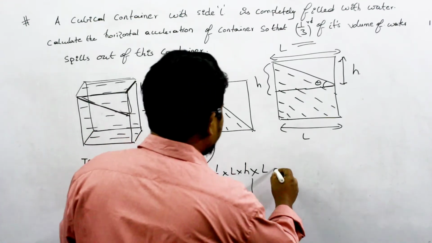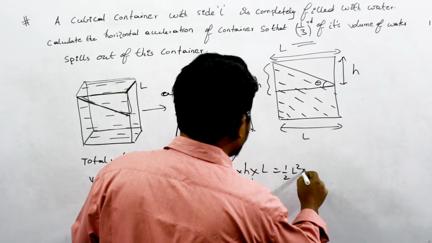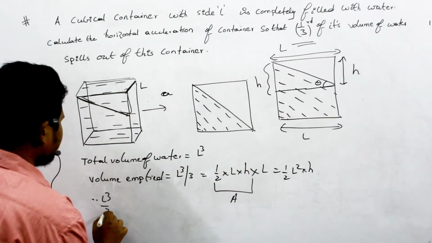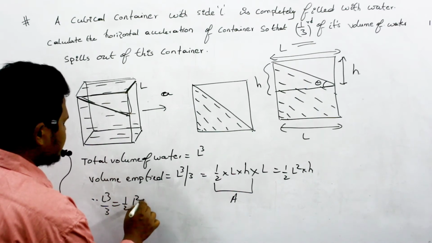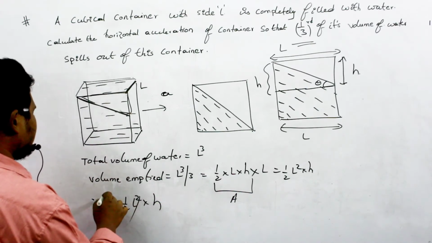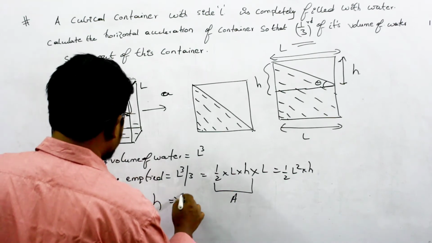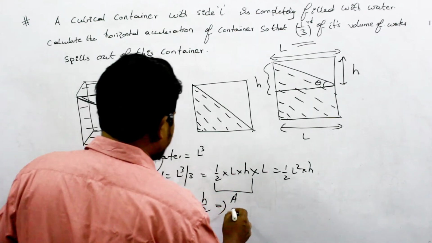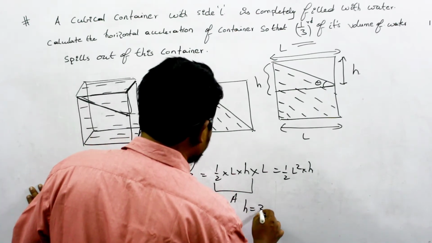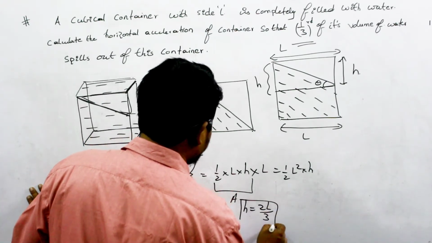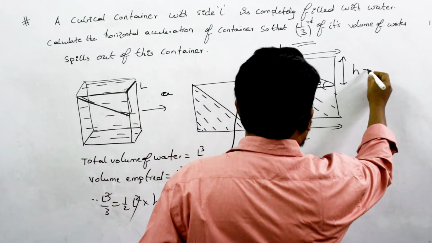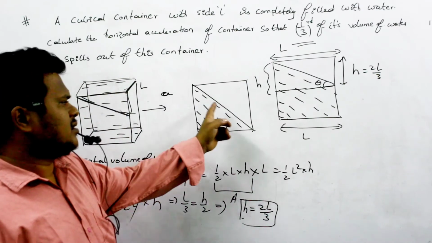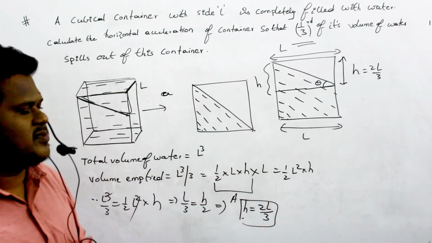Therefore I can write it is equal to half L square into h. So L cube by 3 is equal to half L square into h. This L square and this cube get cancelled, so I will write L by 3 is equal to h by 2. Therefore h can be calculated as 2L divided by 3. So we calculated this height which is equal to 2L divided by 3, that is 2/3 of the length of each side.